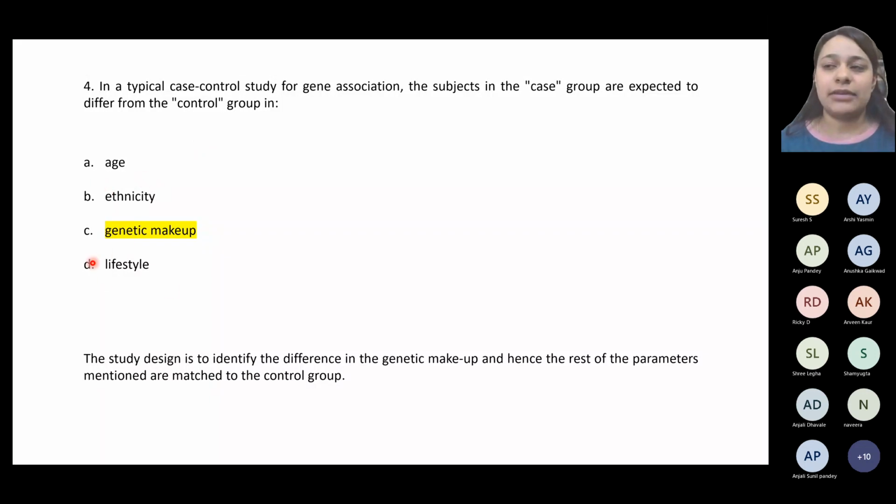They will probably have the same lifestyle. For example, if the affected individuals are farmers, so these control individuals will also be farmers, right? They will be African, they will be farmers, and for example, the age at which these case groups are being studied is about 30. So the control group will also have individuals of about the same age, right? It could be a range of ages, for example, 28 to 32. So these individuals will also lie in the same age range.